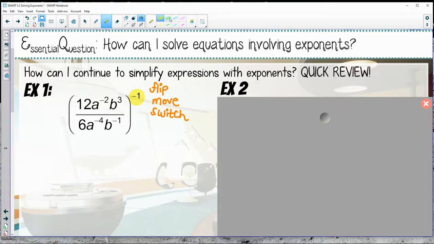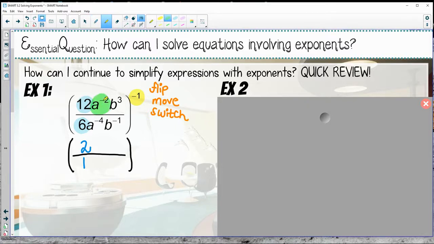The other thing that I like to do is simplify what I have inside first, and then I'll worry about everything that's being moved and switched around. So I'm going to do something that looks like this. I can see 12 divided by 6. Well, that's easy. It's the same thing as 2 over 1. And then I'm going to go through with the other ones as well.